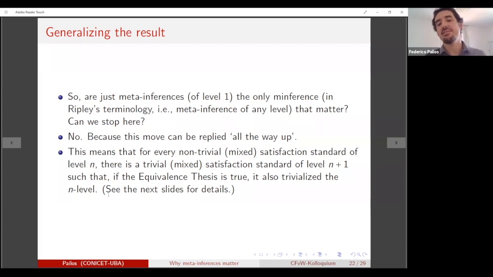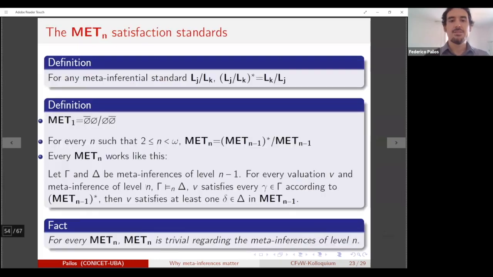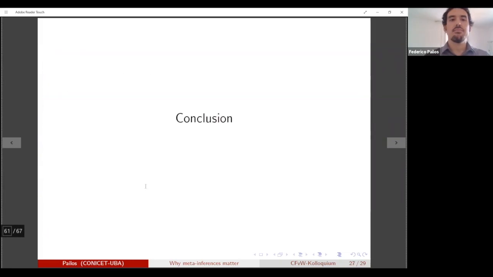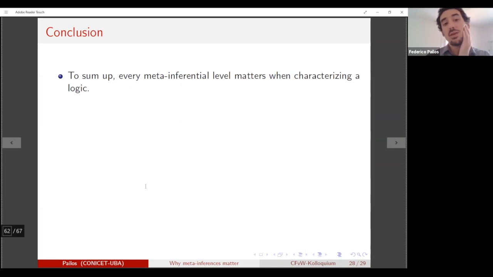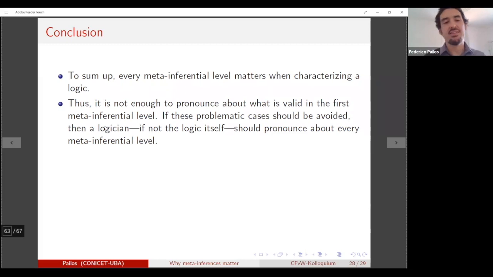Here it says that I will show the details in the next slide, but I won't do this. I will skip this and go on to conclude. Okay. So as a conclusion, to sum up, every metainferential level matters when characterizing a logic. You have to believe me, because I haven't shown this, but I have this result at least.